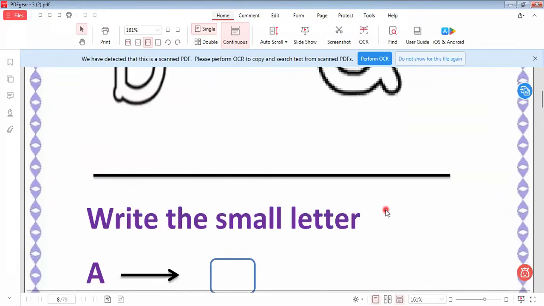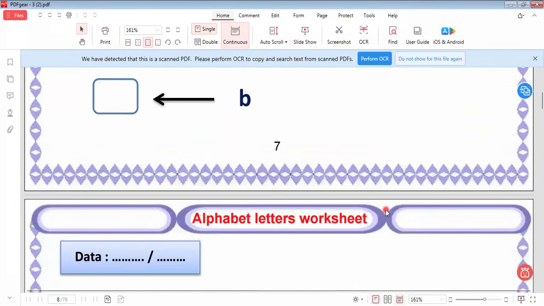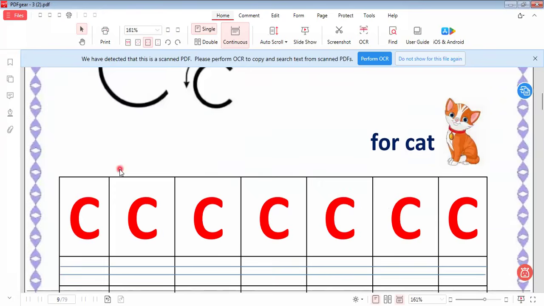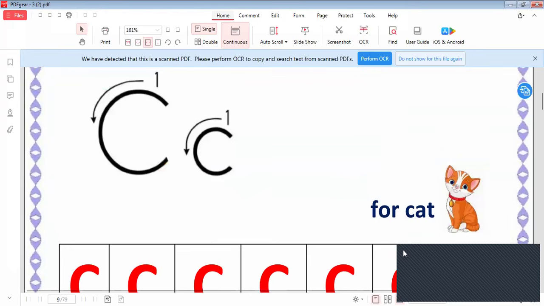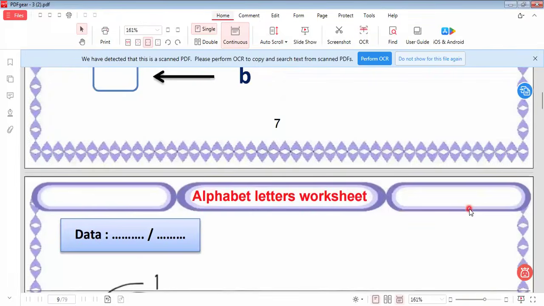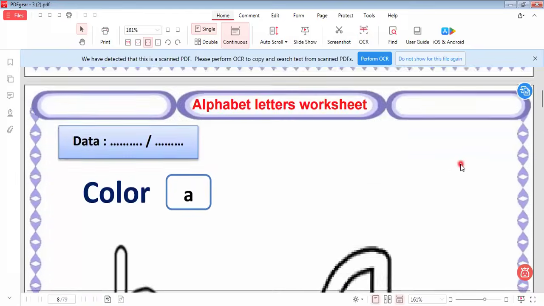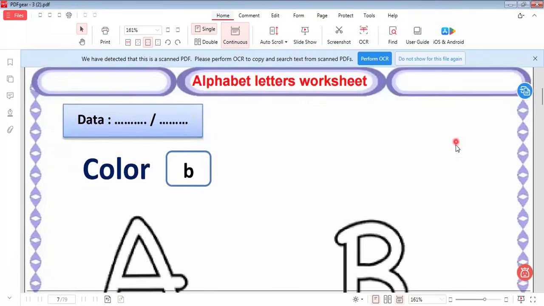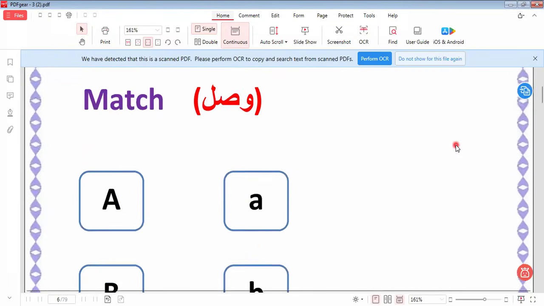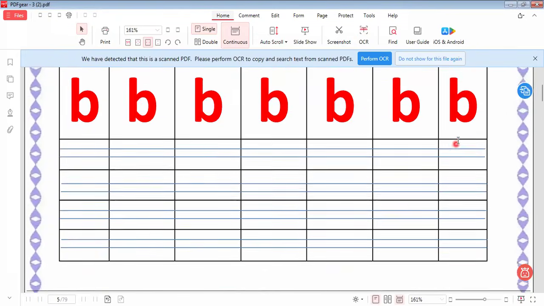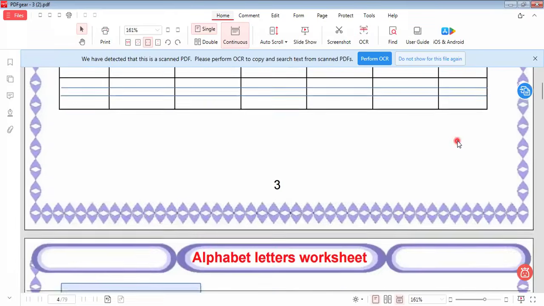Let's go to letter C. Here is capital C and small c. C for what? C for cat. So I would like to repeat again the letters, repeat with me, okay? Capital A and small a. A for what? A for apple. Capital B and small b.